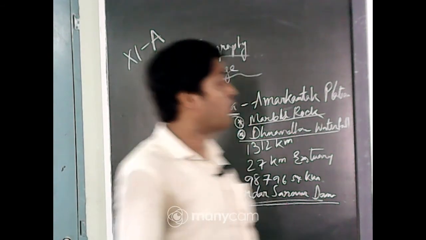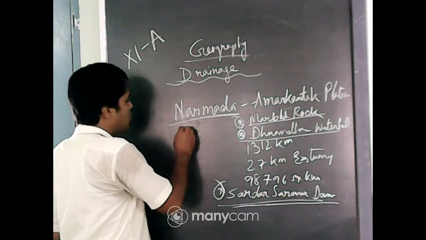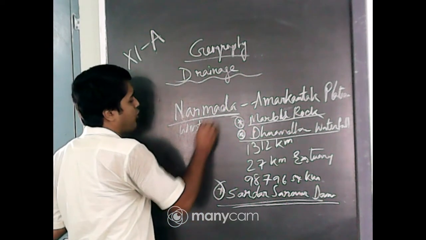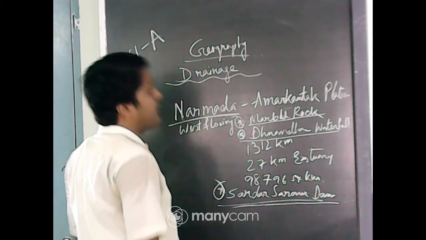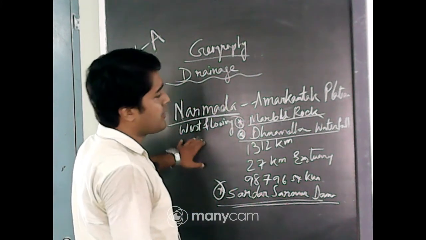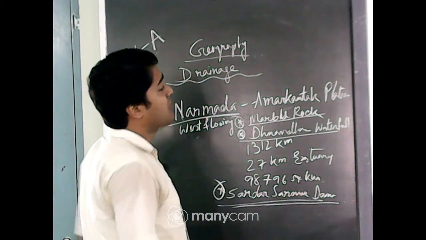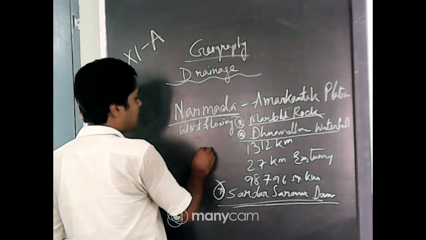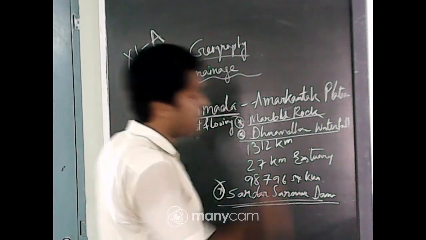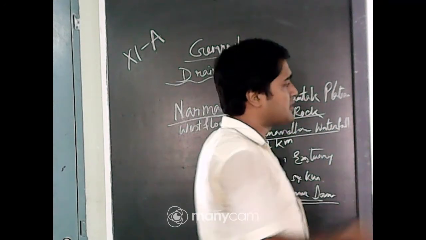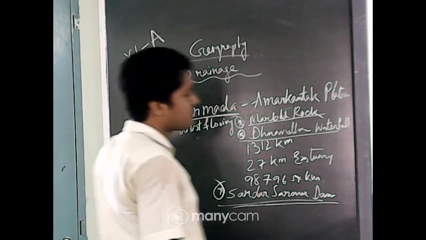Now, the most important, Narmada river is one of the most important west flowing rivers. Yesterday I discussed east flowing rivers, but Narmada river and then Tapi also are both west flowing. That means this river discharges its water in which ocean or sea? Tell me. In which ocean or sea does this river discharge water?